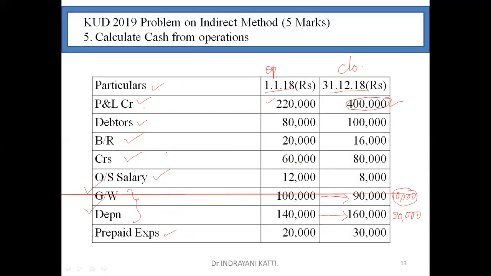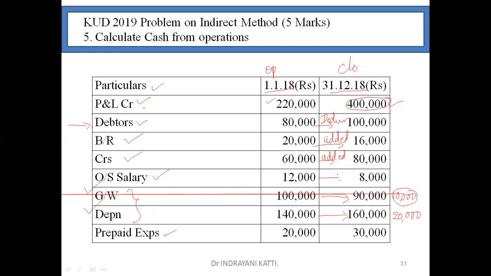Coming to the earlier slide, come to the debtors: whether decreased or increased? It is increased. Increased means we are not taking it right now. Bills receivable decreased. Yes, it is to be added. Okay. Now next is creditors. Creditors is a current liability. It is increased. Yes. By how much? Add 20,000. It is added. Okay. Outstanding salary is a current liability.